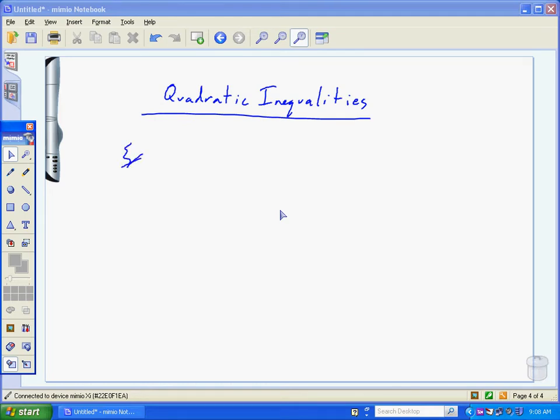Let's throw up any parabola, any quadratic equation. We'll say 3x squared plus 5x plus 2, and we'll say less than or equal to 0.